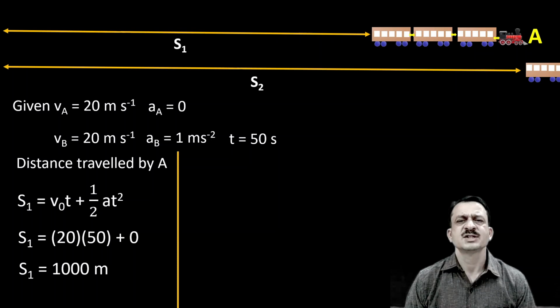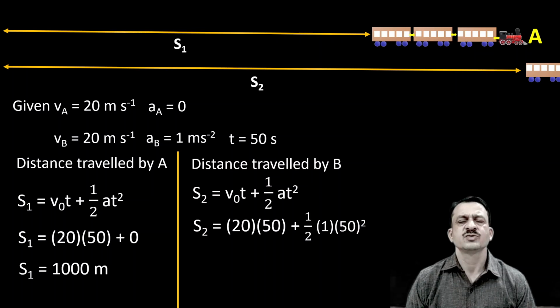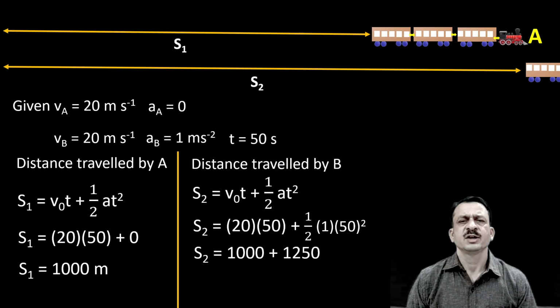Similarly, we will work out the distance traveled by train B in the same 50 seconds with accelerated motion. A is given as 1. Using the same kinematic equation, S2 is equal to V naught t plus half a t square. V naught is 20 and t is 50, plus half into A, which is 1, and t is 50 square. Now 50 square is 2500, divided by 2 is 1250, and V naught t is 1000. So therefore S2 is 2250 meter.